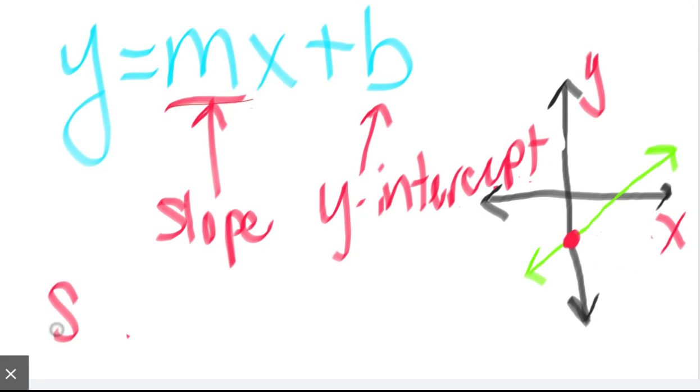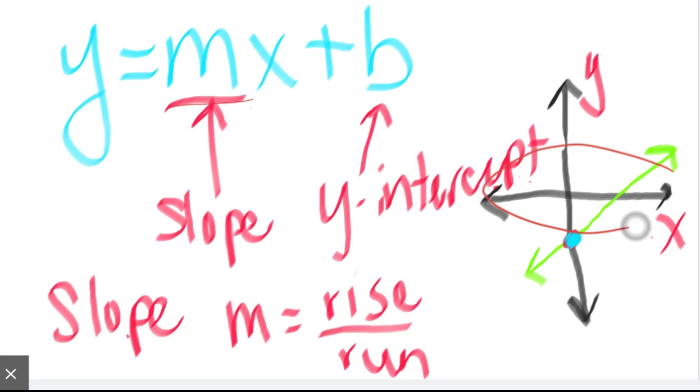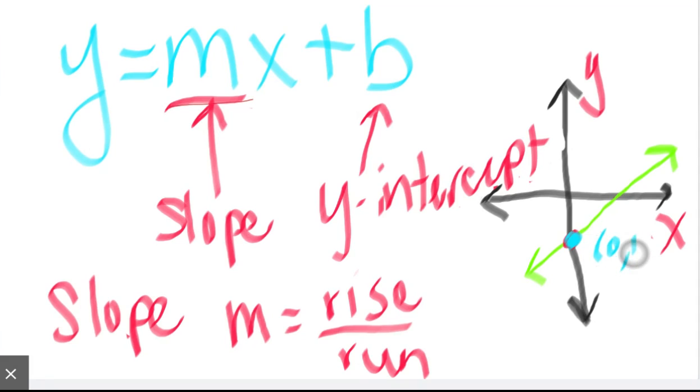So remember, we can always find the slope, which is represented by m, as the rise over the run. And then the y-intercept is this point on the graph. So if we have the x-axis and the y-axis, so here's our y-axis, the y-intercept is going to be where the line crosses the y-axis. So that'll be the point (0, b), where b is our y-intercept. And that is this part of the graph.